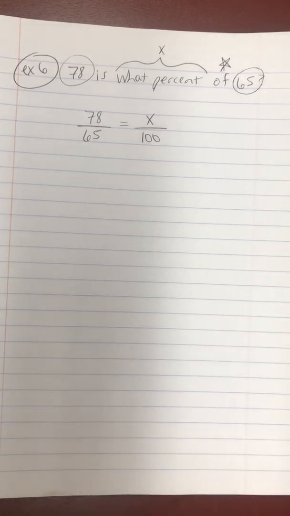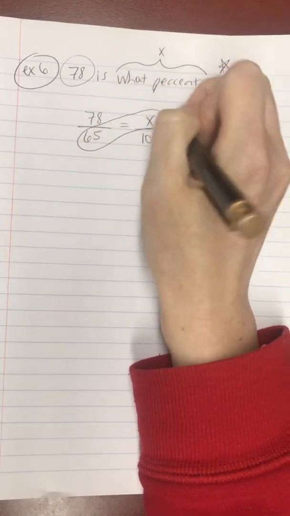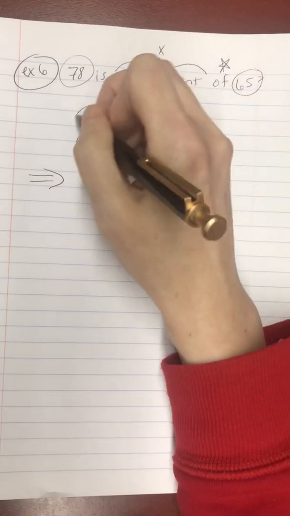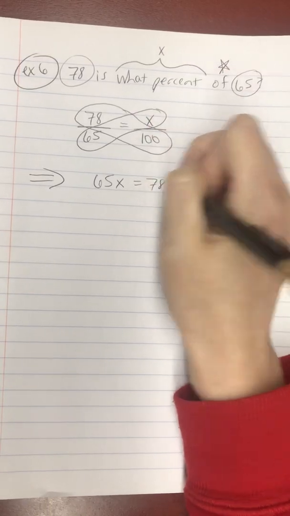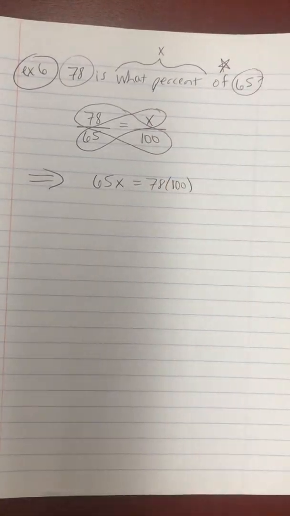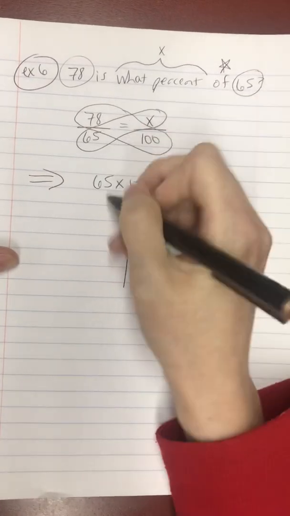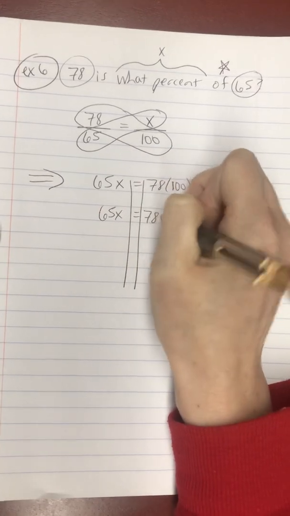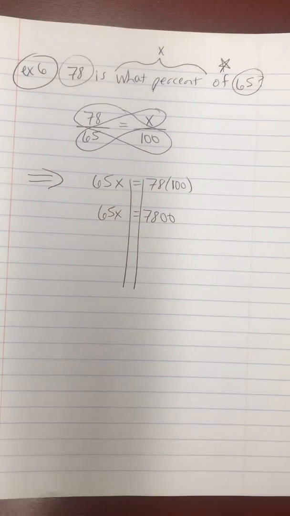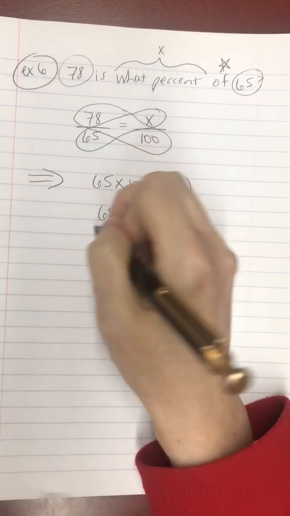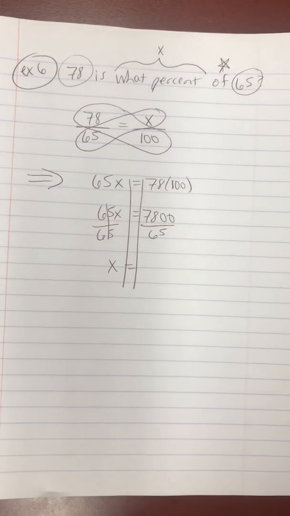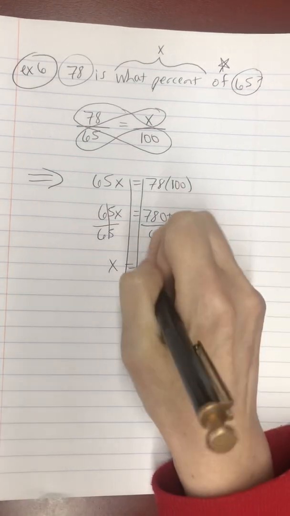All right, so now when we cross multiply to solve this proportion, we get 65x equals 78 times 100. I'm going to bring down my 65x equals 78 times 100, which is super easy, right? 7,800. We can do that in our head. And now your last step is, of course, divide by 65. So x equals, I would definitely use a calculator here, 7,800 divided by 65, and look what you get, 120.